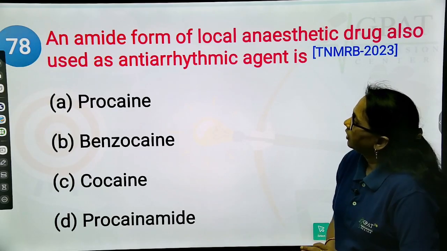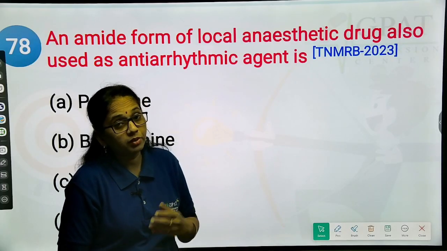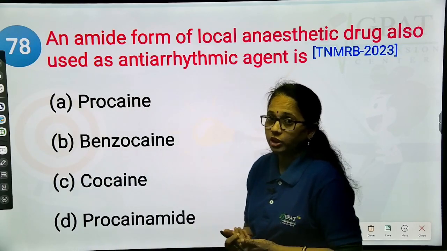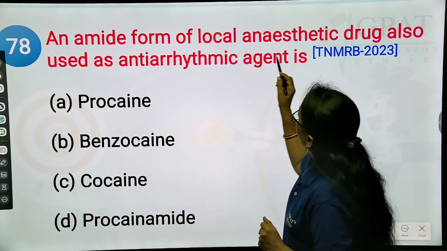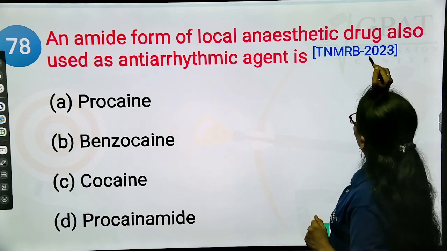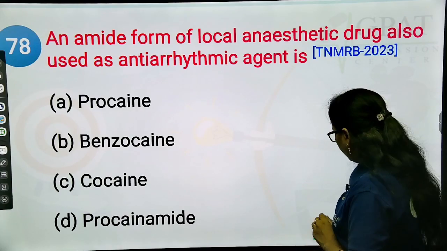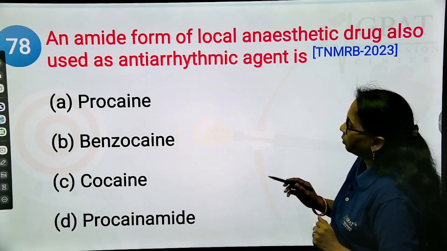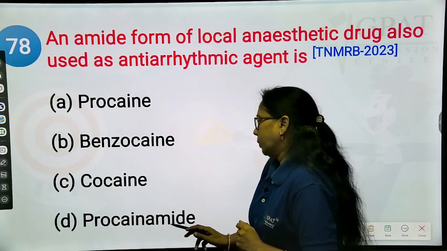Next, an amide form of local anesthetic drug. Local anesthetic, we know that procaine, benzocaine, all these are local anesthetics only. But what they are asking is the amide form of a local anesthetic drug also used as an antiarrhythmic drug. Let us see the options: procaine, benzocaine, cocaine, procainamide.